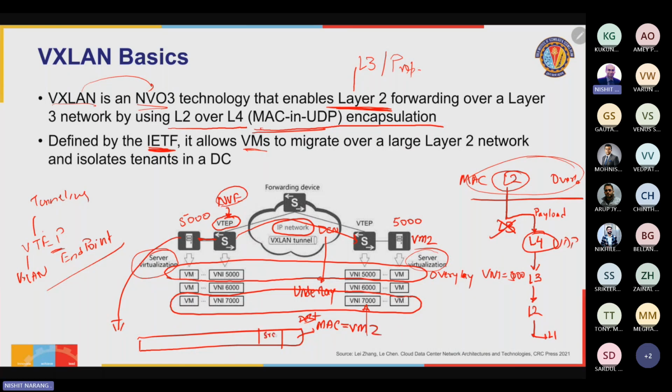What is the source MAC address? Source MAC address is the MAC address of VM1. We are calling this VM1. Okay. Now, as soon as this frame reaches VTEP1, how does VTEP1 know that the tunnel has to be created towards VTEP2?